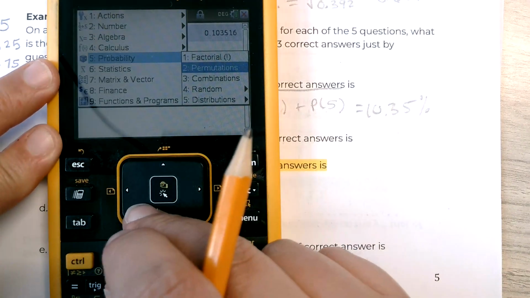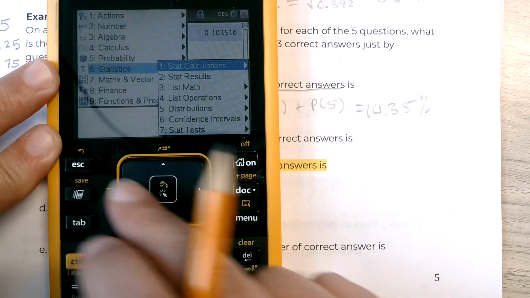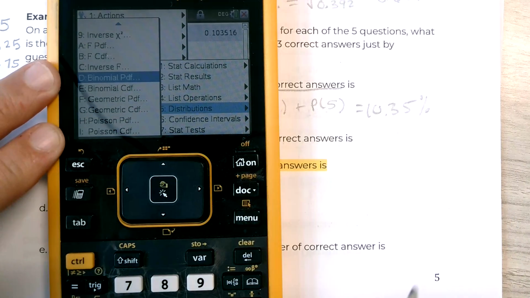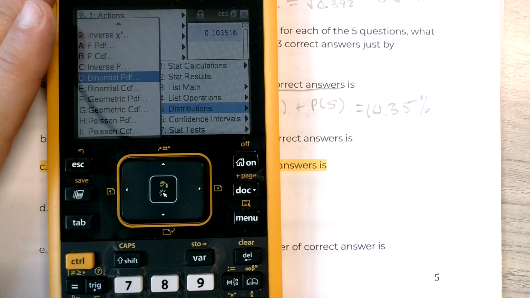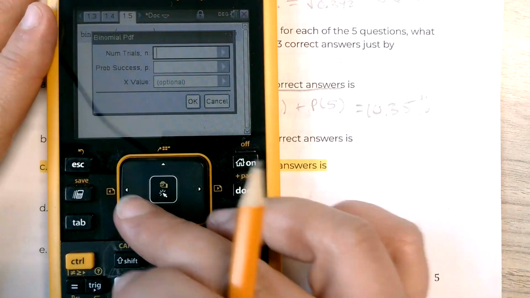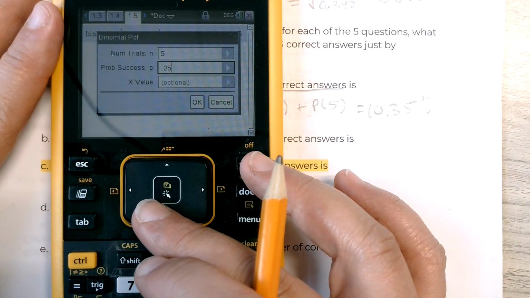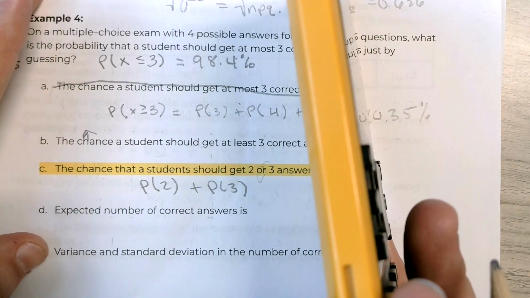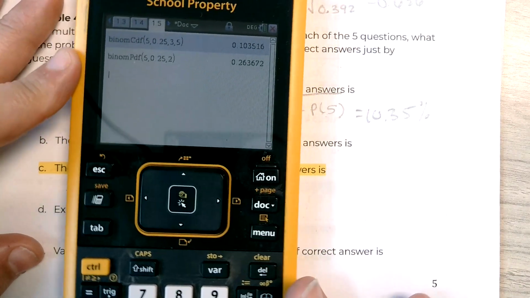But this time, instead of doing a CDF, we're going to do a PDF. It's a probability distribution function instead of a cumulative distribution function. So just the probability of 1. Number of trials is 5. Probability success is 0.25. And then our value that we're looking for is 2. 26%.